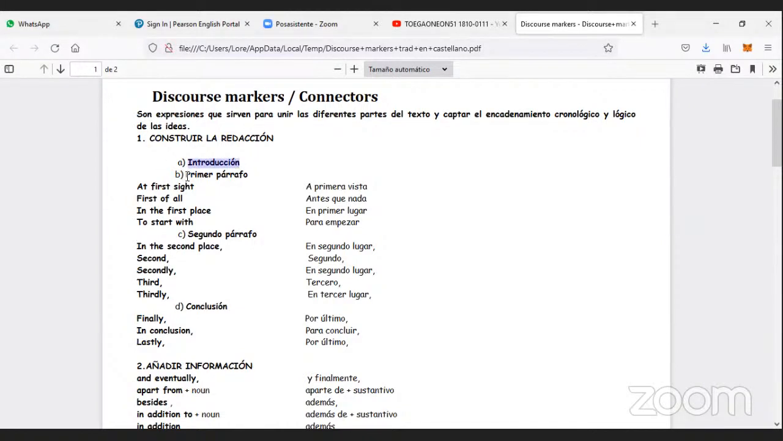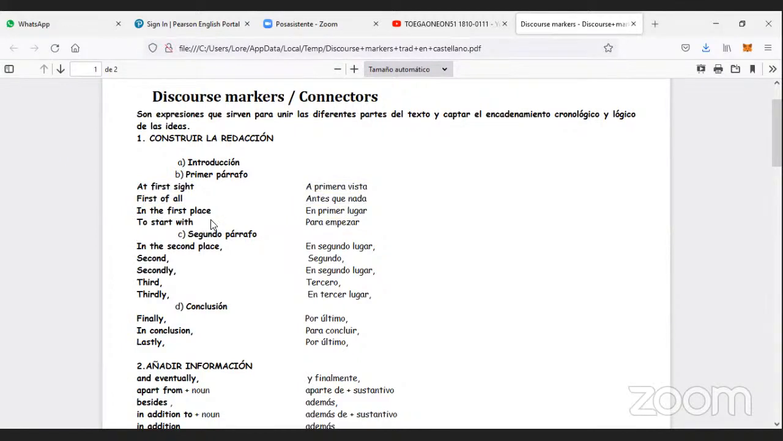So in the first paragraph, when we want to explain something specific, we always have to make them notice that this is the first paragraph. This is why we're going to use these kinds of words. For example, these four are like synonyms: at first sight, first of all, in the first place, to start with. So these are synonyms. We could use any of these four in order to start a paragraph.